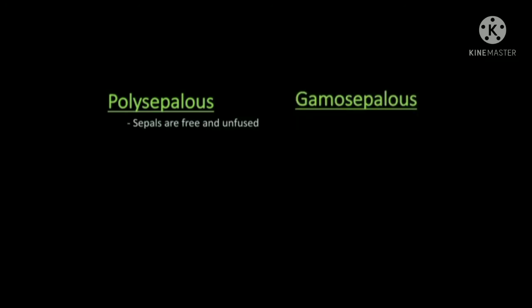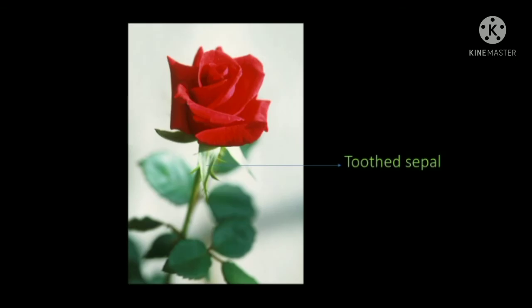The sepals may be separate or fused with each other. If they are separate, then it is called polysepalous, or if they are united to form a cup, then it is known as gamosepalous. It is seen in flowers like hibiscus. These are the usual types of calyces we see. Now we will discuss some variations too. In rose, it has a toothed margin instead of an entire margin.